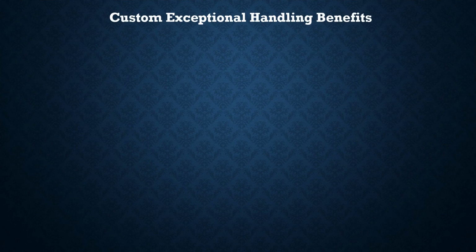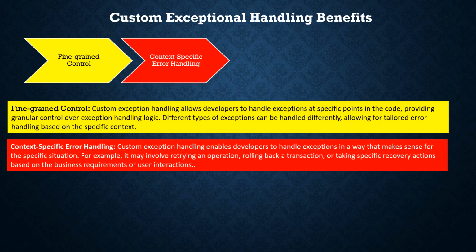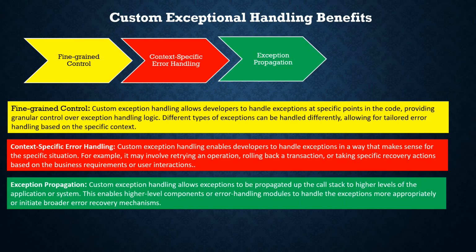Custom exception handling also offers several benefits like fine-grained control. This allows developers to handle exceptions at a specific point in the code, providing granular control over exception handling logic. Context-specific error handling. This enables developers to handle exceptions in a way that makes sense for a specific situation. For example, it may involve retrying an operation, rolling back a transaction, or taking some specific recovery action based on the business requirement.